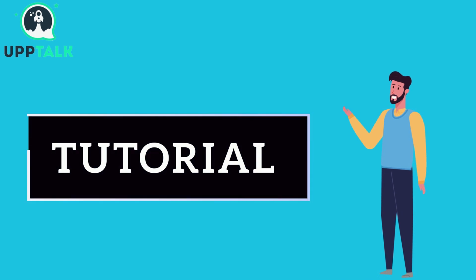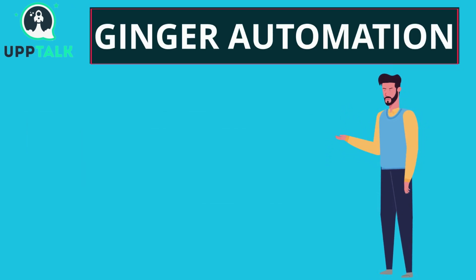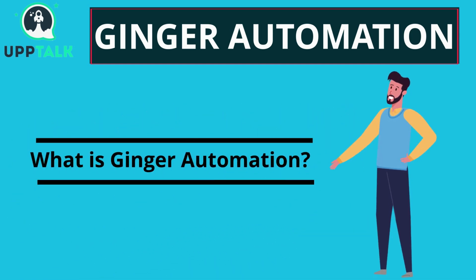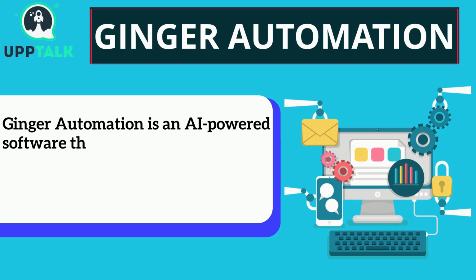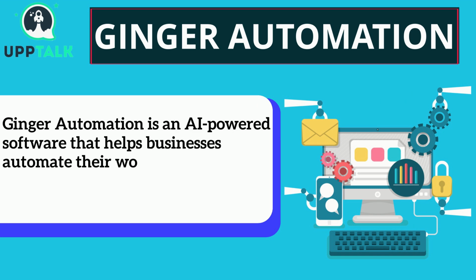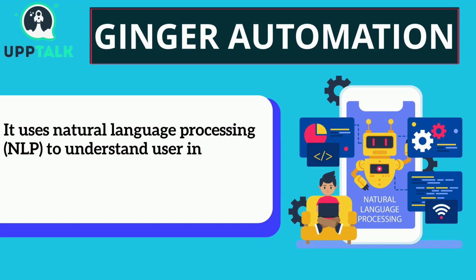In this tutorial video, you will learn about Ginger automation. Let's first define exactly what Ginger automation entails. Ginger automation is an AI-powered software that helps businesses automate their workflows and processes. It uses natural language processing, NLP, to understand user intent and automate tasks accordingly.